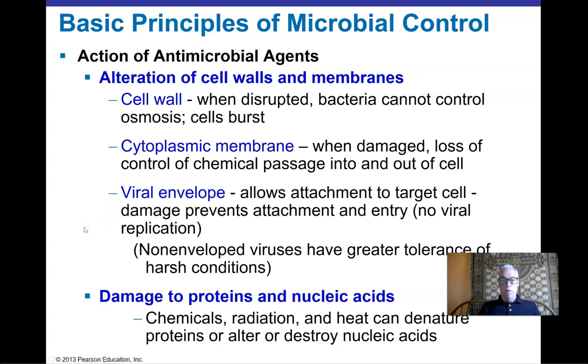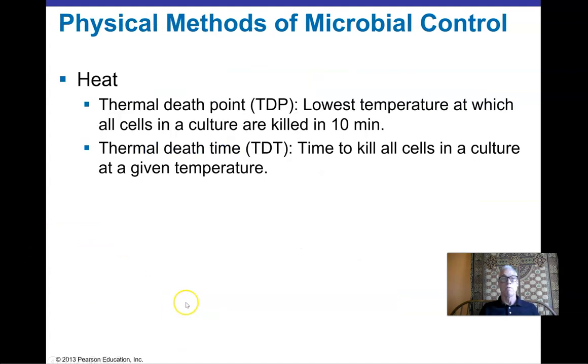Damage to protein and nucleic acids, lots of different agents that we'll talk about later in the chapter. Chemicals that can oxidize, for example, and damage protein and DNA. Radiation, electromagnetic radiation or gamma radiation that can strike and injure the chemically modified proteins, nucleic acids can kill microbes. Heat can denature proteins and so forth. So we'll talk about a number of these different ways.